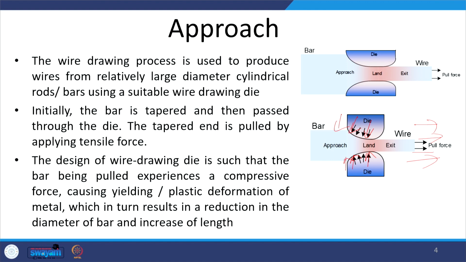Here the design of the die is crucial, otherwise due to the application of the tensile force, necking will start somewhere and fracture will occur. So, the design of the wire die is such that the bar being pulled experiences compressive force, which in turn causes yielding or plastic deformation of the metal, and that in turn leads to the reduction in diameter of the bar coupled with the increase in length to produce the wires.